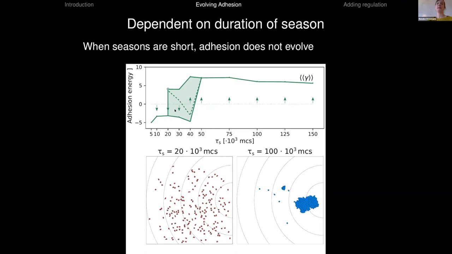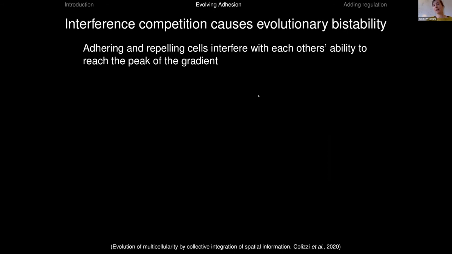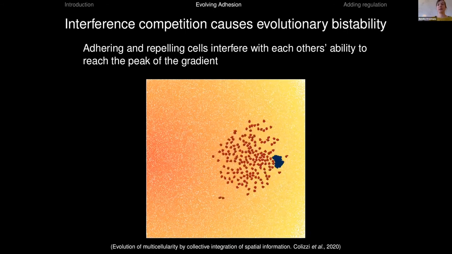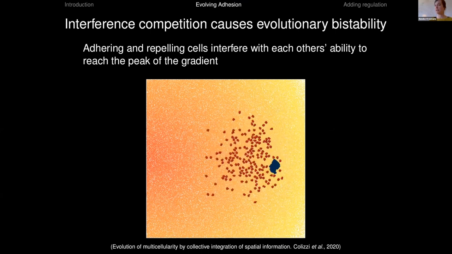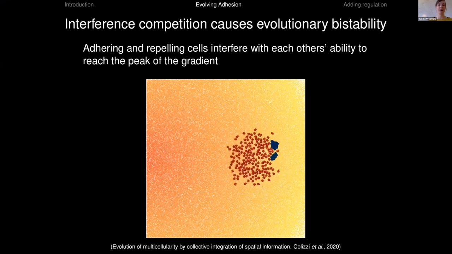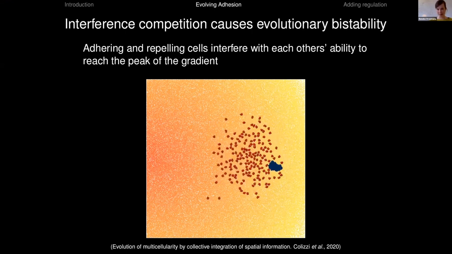So that means that depending on the initial population, how sticky that is, they either evolve to become a cluster or not. So why is that the case? Well, it turns out that one strategy interferes with the invasion of the other, and that is true in both directions. So when you have a large initial population of non-sticky cells, it's very hard for a small cluster of adhering cells to get to the peak because they get blocked by the other cells.